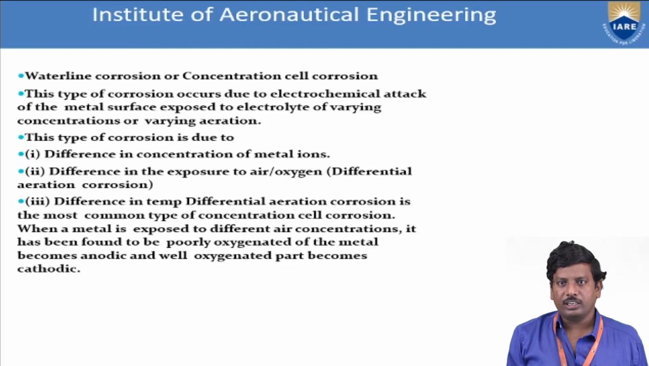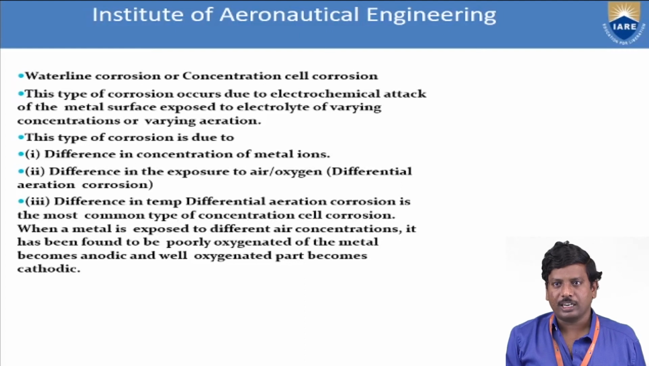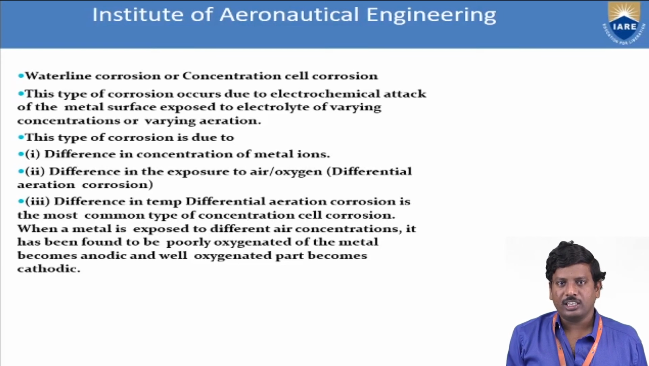Next, differential aeration corrosion is the most common type of concentration cell corrosion. When a metal is exposed to different aeration concentrations, the poorly oxygenated part of the metal becomes anodic and the well oxygenated part becomes cathodic. So this is the best example of differential aeration corrosion, or waterline corrosion, or concentration cell corrosion.